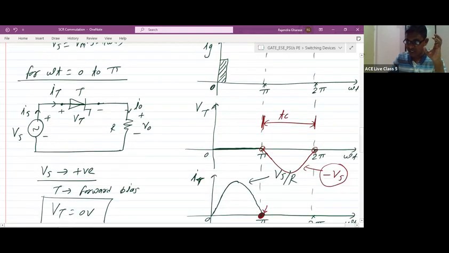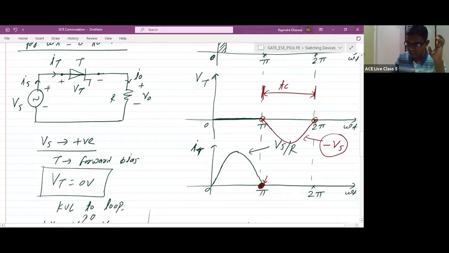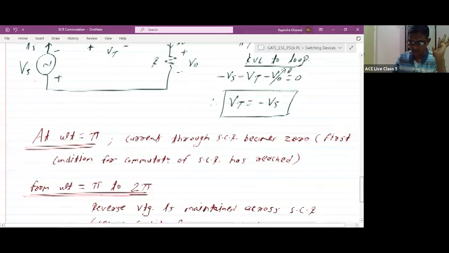So how to find the circuit turn off time? First of all, we need to check the instant at which current flowing through thyristor becomes 0. And after that, till which instant the reverse voltage is maintained. So from this instant, after pi, yes, we are having the reverse voltage across the thyristor and it is maintained till 2 pi. So thyristor is in a reverse bias mode from pi to 2 pi actually. So that's why the circuit turn off time means 2 pi minus pi divided by omega, which is pi by omega only, right?